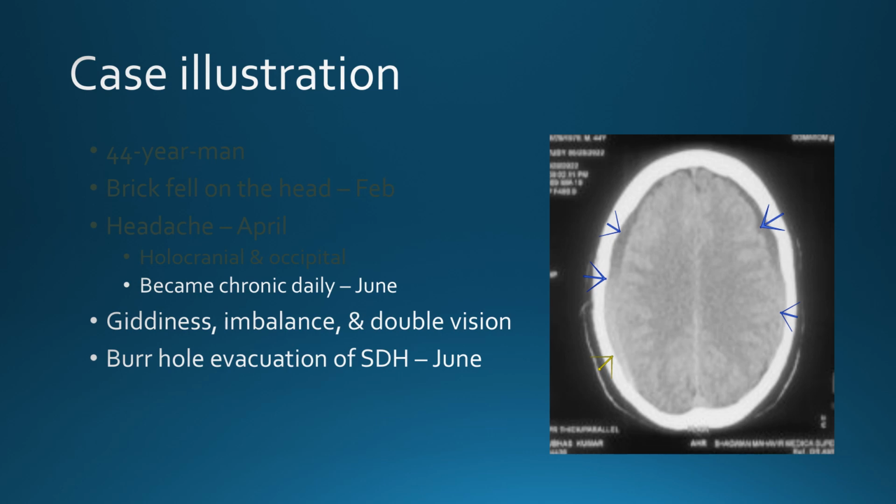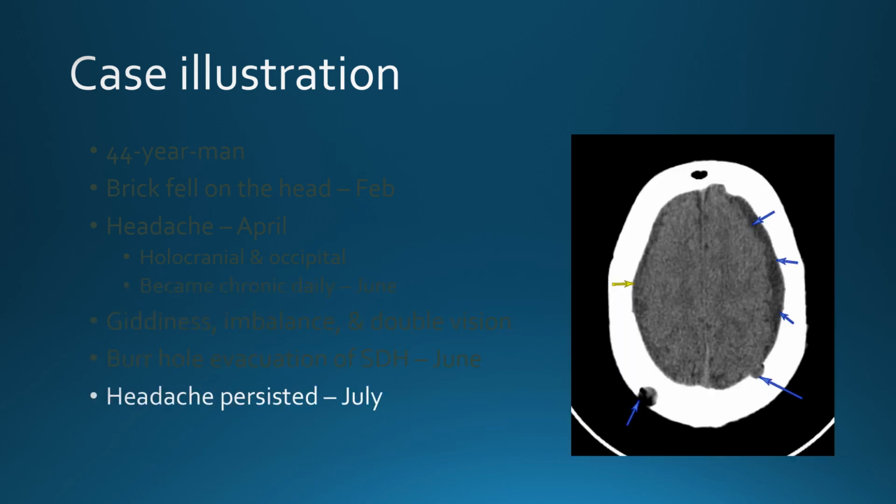In June, the headache became worse. It started becoming daily, a chronic daily disabling headache. Repeat imaging showed an increase in the size of the subdural collection with acute-on-chronic appearance. Now the patient started complaining of giddiness, imbalance while walking, and diplopia. Hence, burr hole and evacuation of the subdural was done in Jharkhand in June. In spite of burr hole and evacuation, the headache persisted, and at this time he came to us.